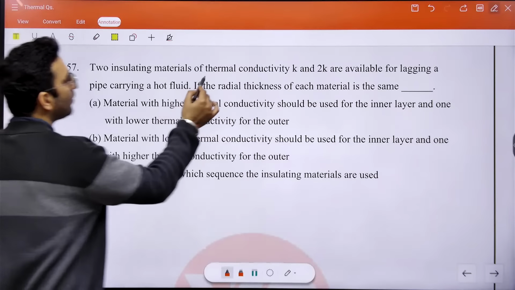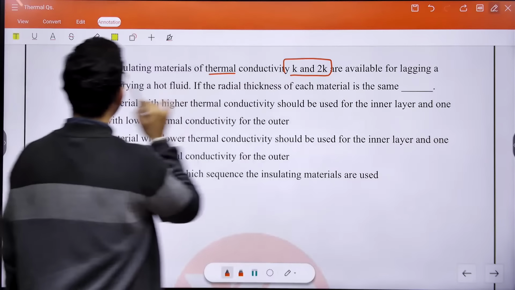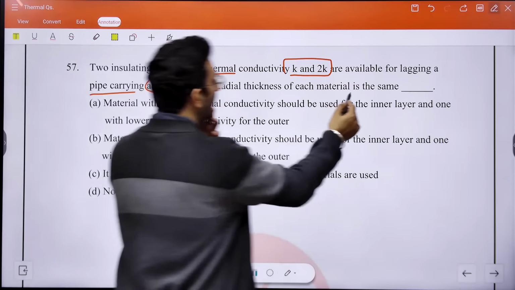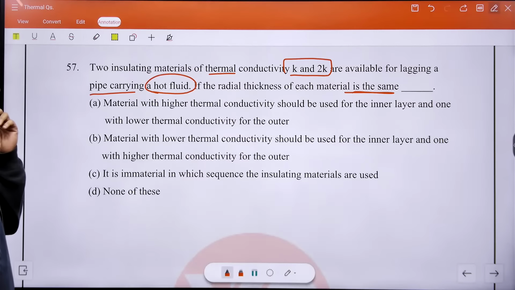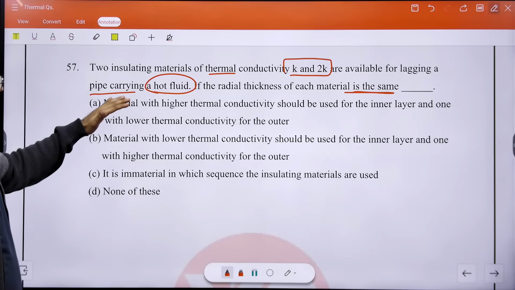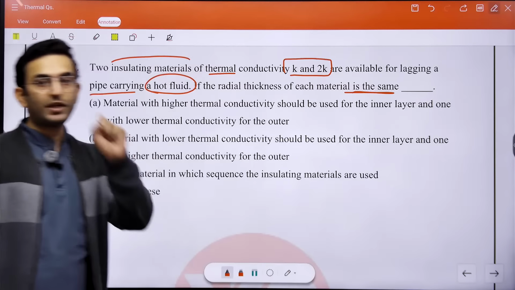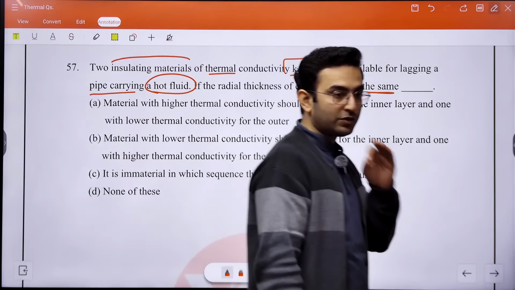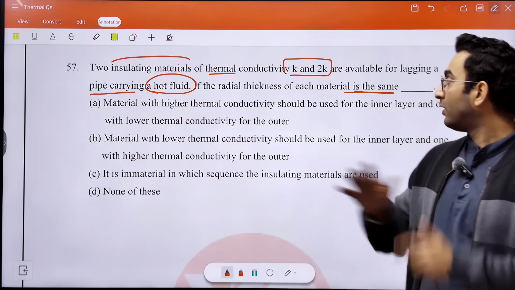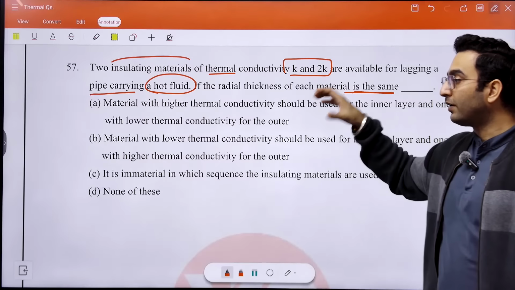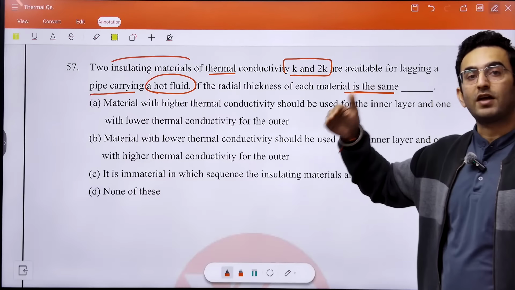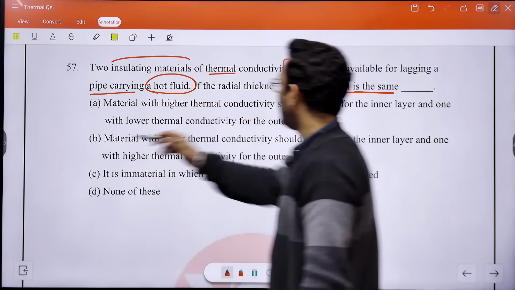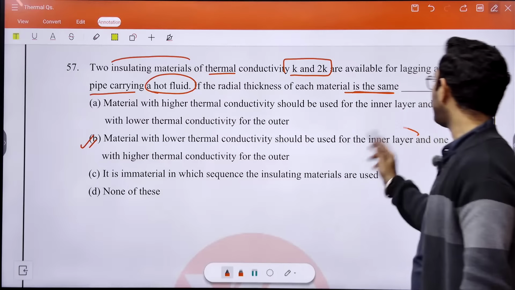Two insulating materials of thermal conductivities K and 2K are available for lagging a pipe carrying a hot fluid. If the radial thickness of each material is the same, now, first of all, we have to use this material for insulation purpose. In order to use it as an insulation, we have to ensure that the lower thermal conductivity material should be placed over the pipe, over the cylinder, so that the heat transfer decreases. Always remember that part. So in this case, I can directly say material with lower thermal conductivity should be used for the inner layer.